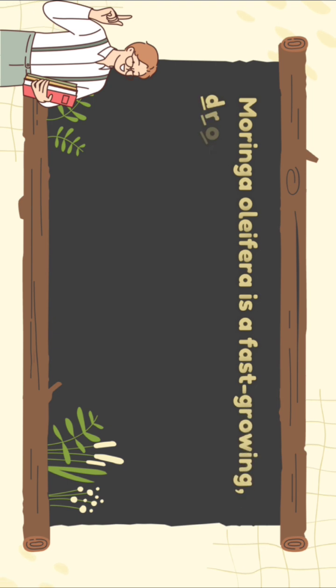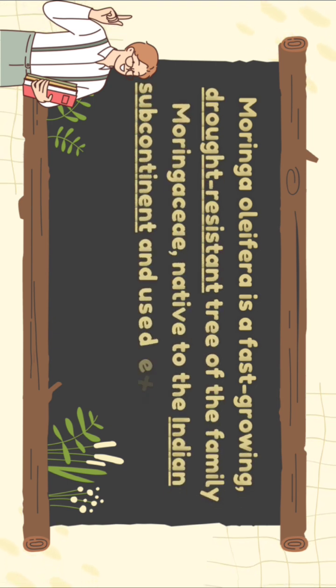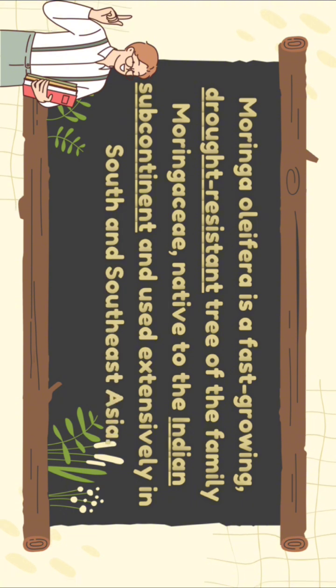The highlight of this presentation will be the introduction to Moringa, the taxonomy classification, its characteristics and their importance. Moringa oleifera is a fast-growing, drought-resistant tree of the family Moringaceae, native to the Indian subcontinent and used extensively in South and Southeast Asia.